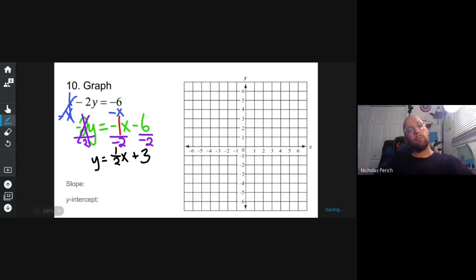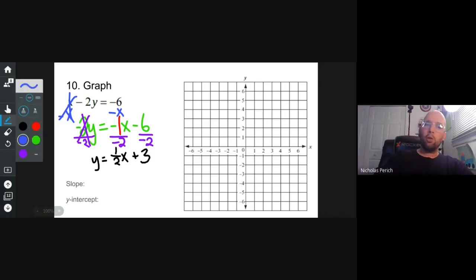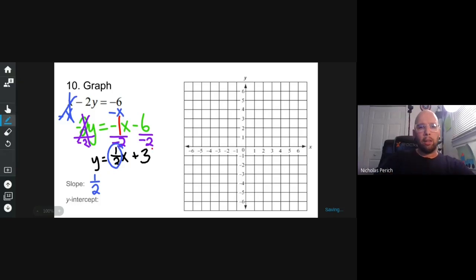-6 divided by -2 is a positive, and 6 divided by 2 is 3. Is y all by itself now? Sure is. So the number in front of x is my slope. So 1/2 is my slope. The number floating around all by itself is my y-intercept. So 3 is my y-intercept.